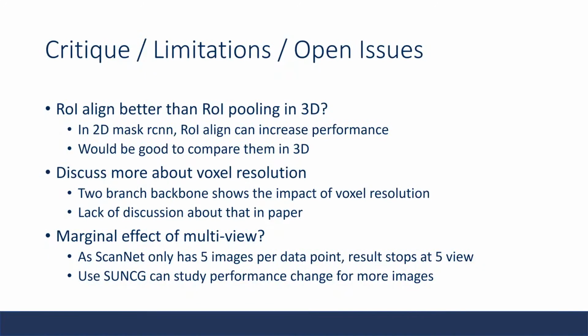Third, they talk about the marginal effect of multi-view and show the comparison between no view, 1 view, 3 views, and 5 views. Yet within SunCG, you can actually easily get more views from each scene. Maybe we can create many more views and see what the marginal return is for adding multiple views, and whether sampling from different trajectories or using a different sampling method can improve this.